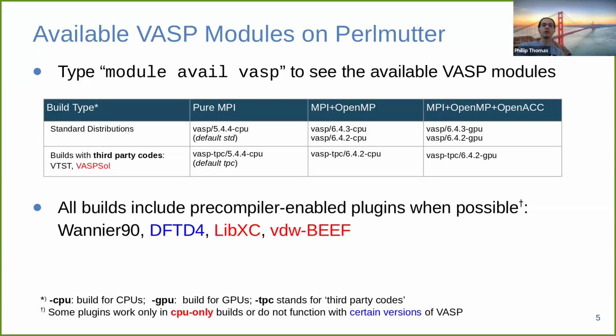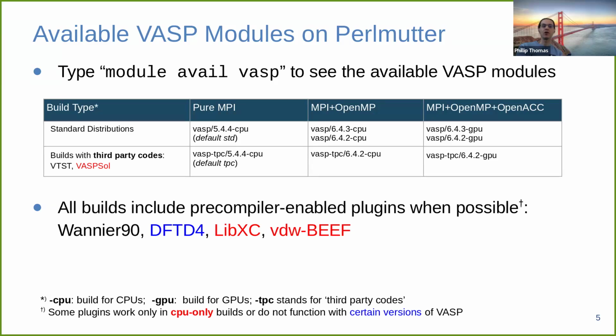Once you're on Perlmutter, if you type module avail VASP, you can see all of the VASP modules. And there are two different ways that these are classified. The modules that are just called VASP come from the source code distributed directly from the VASP Corporation. But you'll also see modules that are called VASP-TPC, and the TPC stands for third-party codes. These versions of VASP have extra tools that involve modifying the source, namely the vtest code, which is useful for doing nudged elastic band calculations, and also the VASP-Sol code, which is used for solvation.